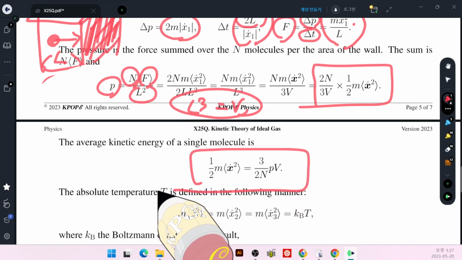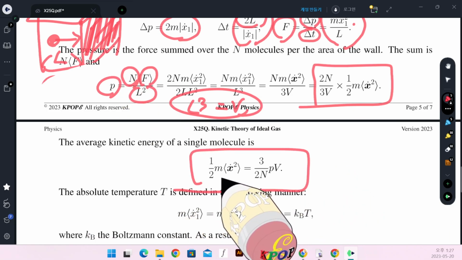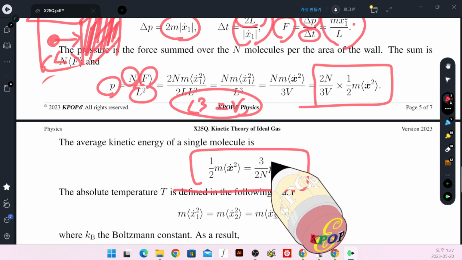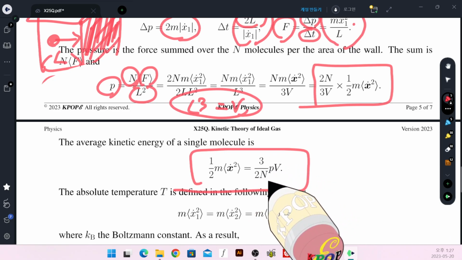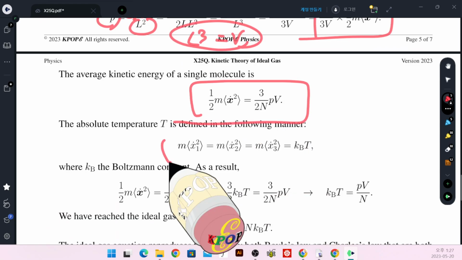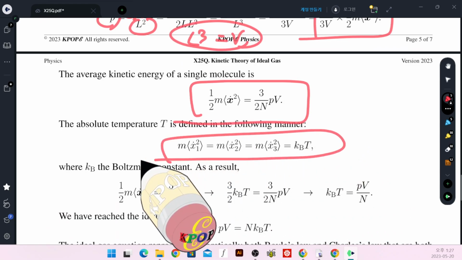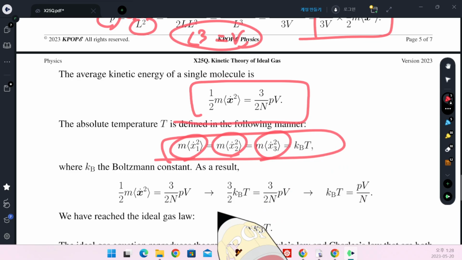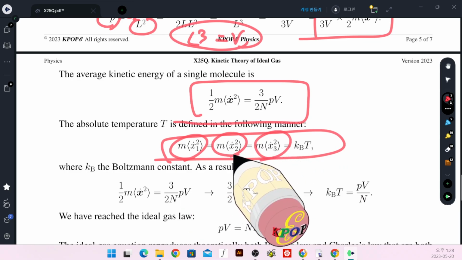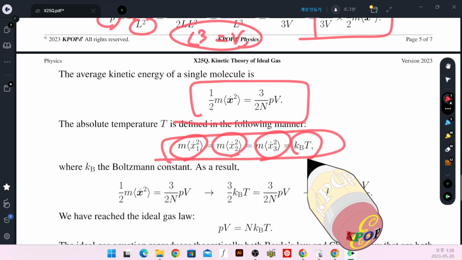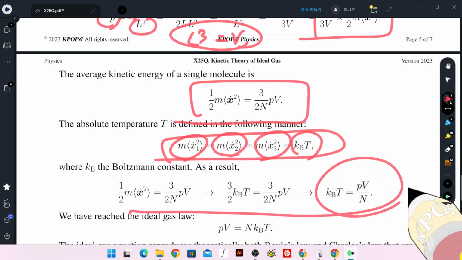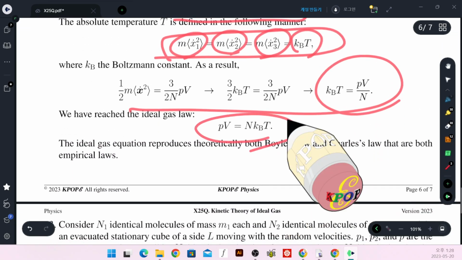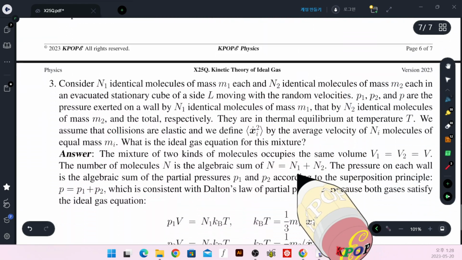This results in the relation that 1/2 m v squared, the average kinetic energy of a single molecule, is 3PV over 2N. Now we make use of the equipartition theorem, that all these contributions are the same due to the isotropy of space. So we replace them with k_B T. The final result is PV equals N k_B T. So this ideal gas equation, PV equals N k_B T, is obtained.